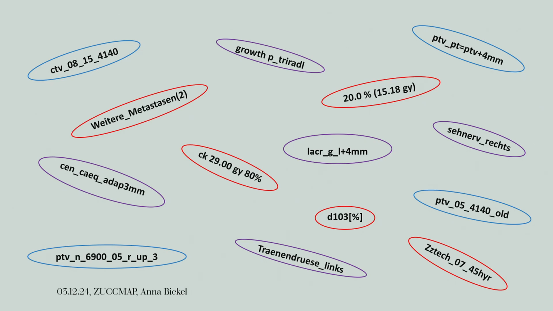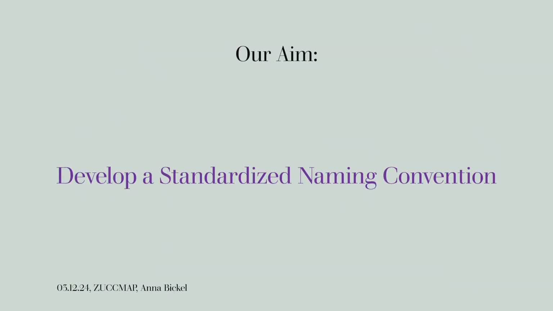And the last group are the red ones. They are red for a reason, because we don't really know what they are trying to tell us. Some of them are just strings of characters and numbers, and without any information, it's really difficult to know what they're telling us, or some of them are not even really useful, like labeling that there are multiple metastases is not really as useful as just labeling the metastases. So to solve this problem and bring some order into this chaos of data, we want to develop a standardized naming convention. So this is now our goal.